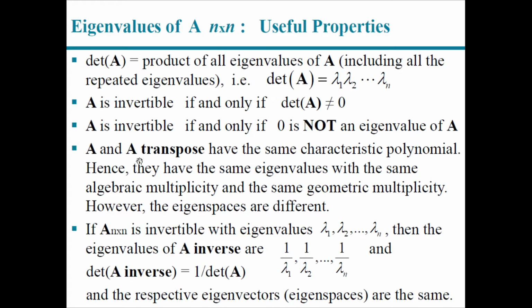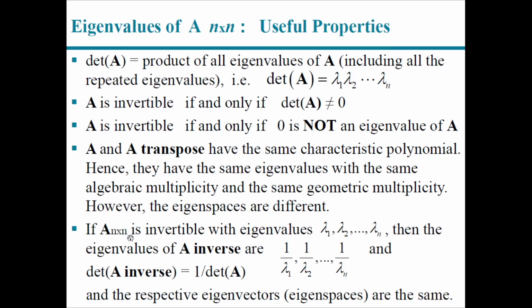So we know that determinant of A and determinant of A transpose is the same thing. So determinant of A minus lambda I and determinant of A transpose minus lambda I is the same thing. So it's the same characteristic polynomial. It has the same roots, so same eigenvalues, same algebraic multiplicity, same geometric multiplicity. However, the eigenspaces associated are different, and you will see several examples of that. So A and A transpose have the same eigenvalues, same algebraic and geometric multiplicity, but the eigenspaces associated to those eigenvalues are different.